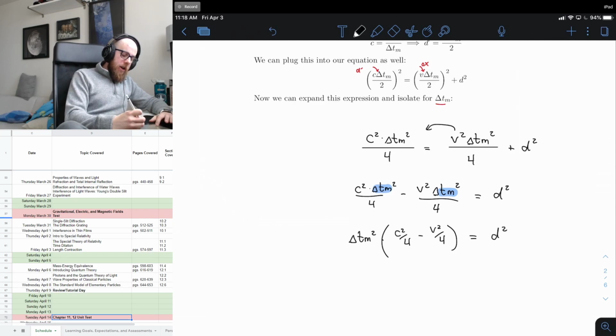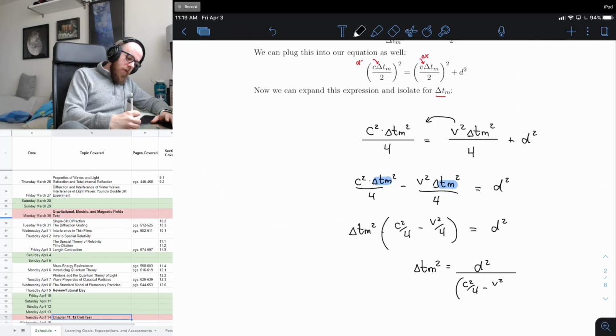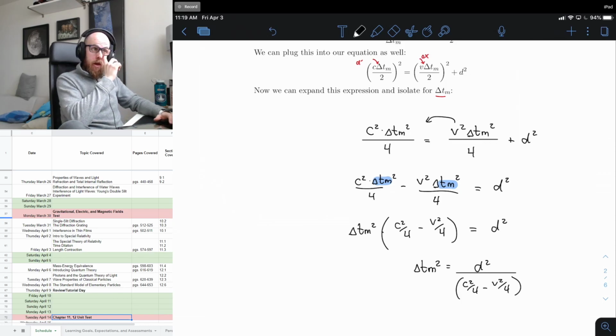And then I just divide both sides by this big bracket here. So I get delta tm squared is equal to d squared over c squared over 4 minus v squared over 4. Not bad, not bad. Okay.